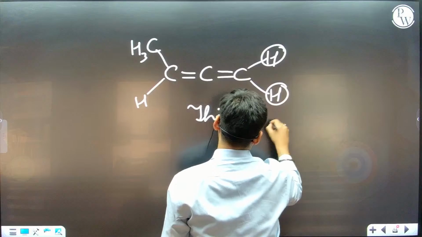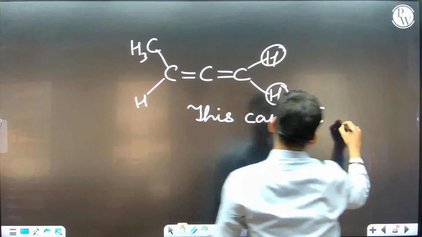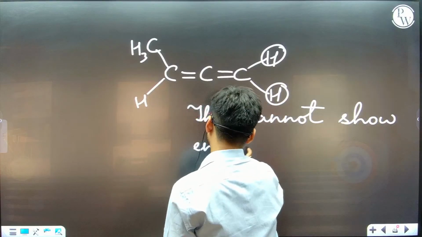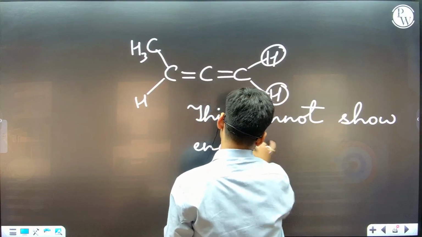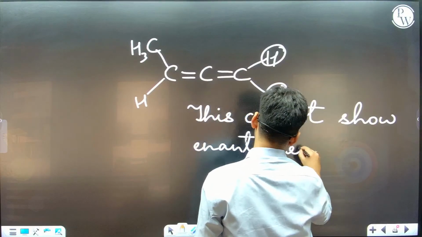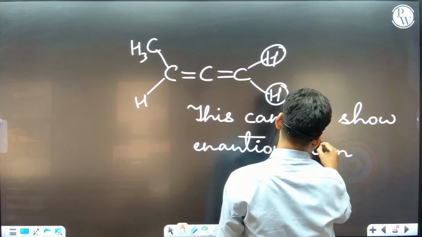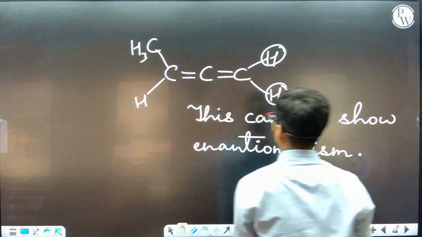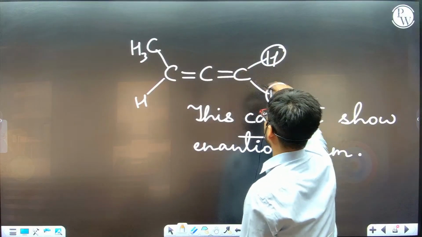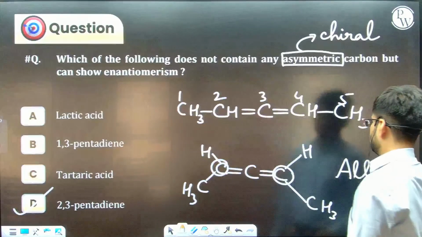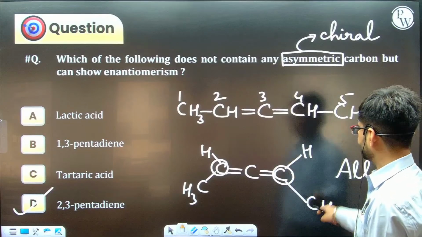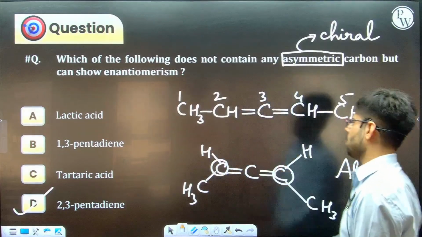This cannot show enantiomerism because this extreme carbon has identical atoms attached to it. So be careful. Now you will be able to understand why this is optically active. Look at this carbon, there are two different groups. Look at this carbon, there are two different groups.